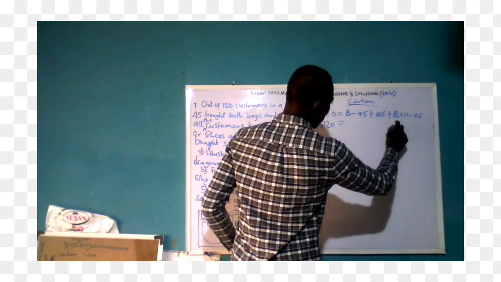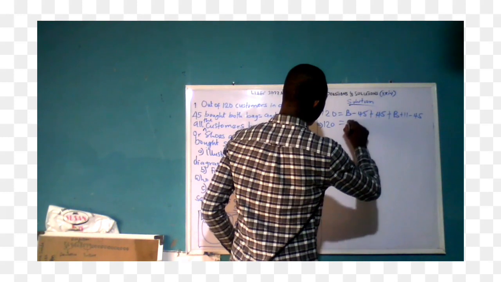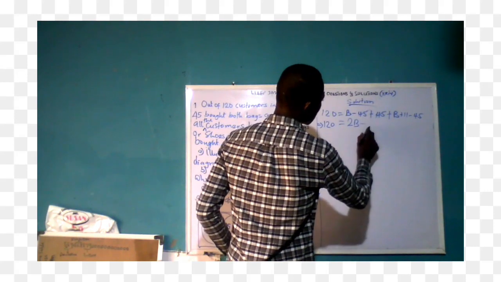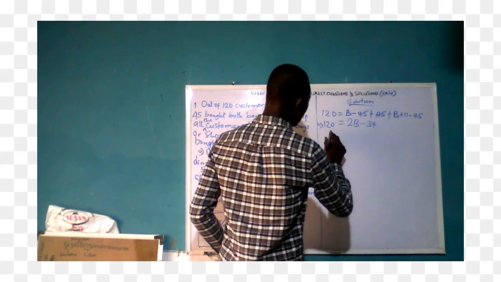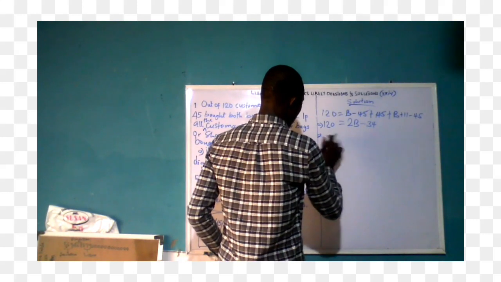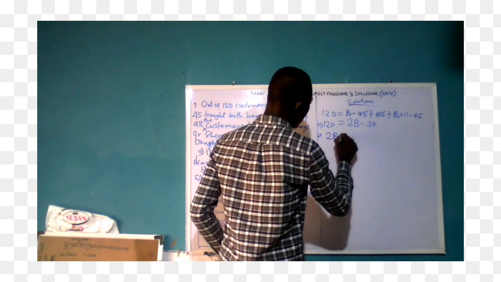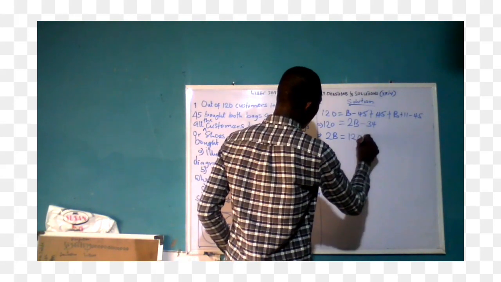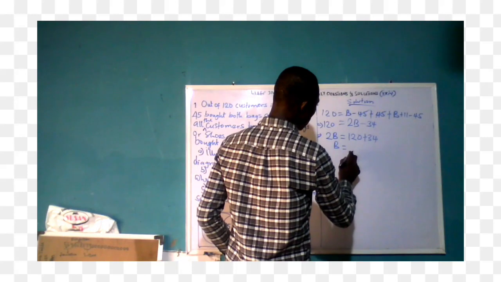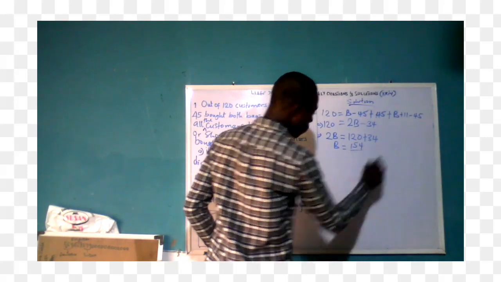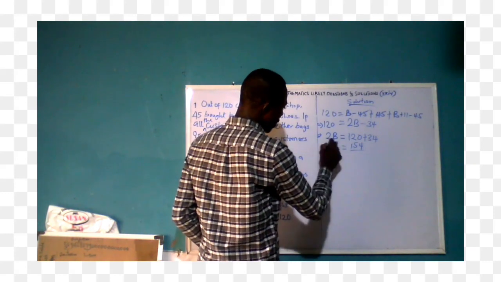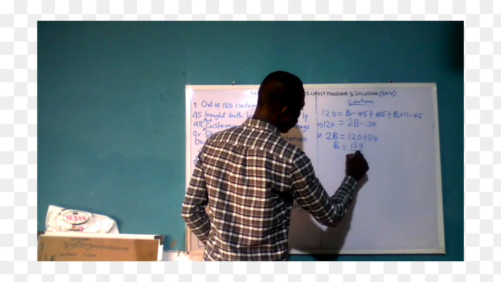We cancel this, then you have 2b, then you have 11 minus 45, which will give you minus 34. And if you make 2b the subject of the formula, if you rearrange, you'll have 2b equals 120 plus 34. So therefore, b will be equal to 120 plus 34, which gives you 154, and when you divide both sides by 2, it will be 154 all over 2.